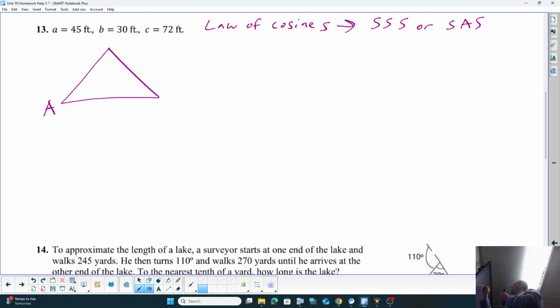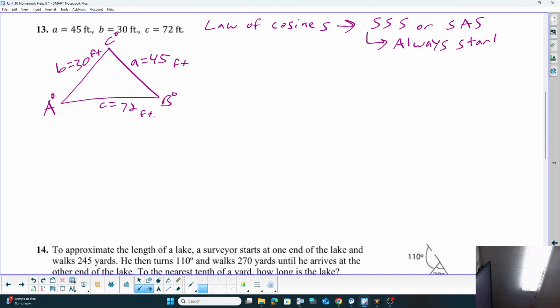So we'll create, say, across from big A is little a. Across from big B is little b, which they tell us is 30 feet. And across from big C is little c, which is 72 feet. And these are angles, and these are feet, which is a side length. Cool.